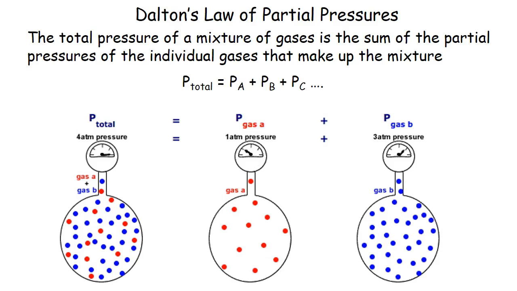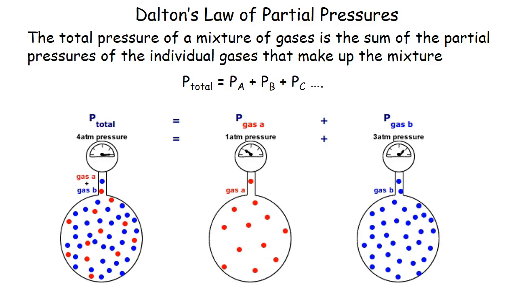Mathematically, you would write it like this, where P sub total, that's the total pressure, equals the partial pressure of A plus the partial pressure of B plus the partial pressure of C, and so on and so forth until you've gotten all the components of the mixture. The picture you see here is just 2 gases, gas A and gas B.